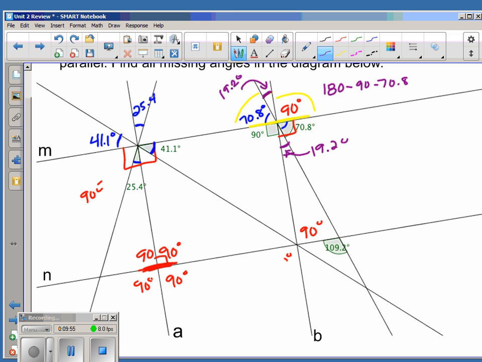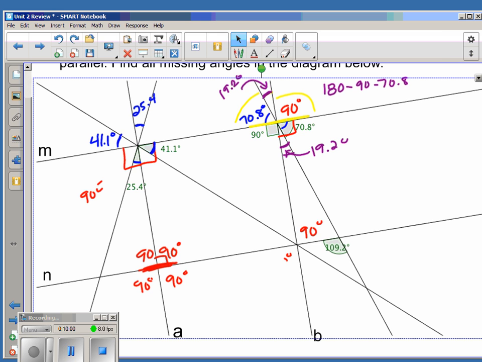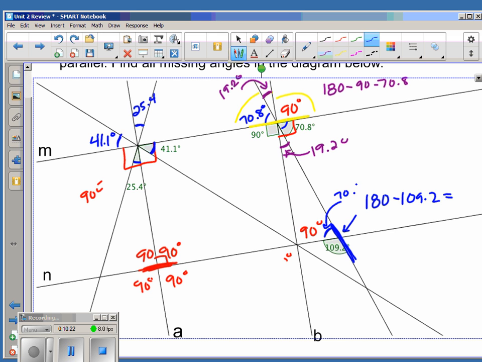And now that gets me this one because it's vertical. So those two are vertical from each other. So that's 19.2. And how that helps me is I can now find this bottom one. But again, I could have found that bottom one just by looking at linear pairs. That and the 109.2 lie on a line. So you would do 180 minus 109.2, which gives me 70.8. And that's interesting. That's the same as this one. Notice these two are alternate interior. But if you didn't see that, you could still find it using a linear pair.